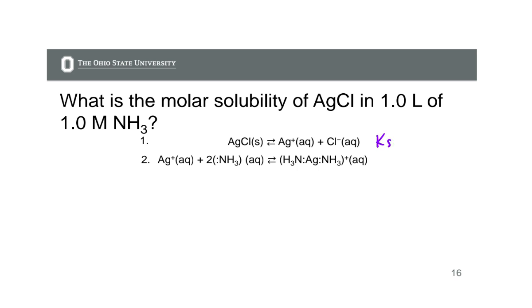So our Ksp for this silver chloride is 1.8 times 10 to the minus 10. And for the formation of the complex ion, our Kf is 1.7 times 10 to the 7. Okay? So our first step here is to write an equilibrium reaction that incorporates both of these equilibria.